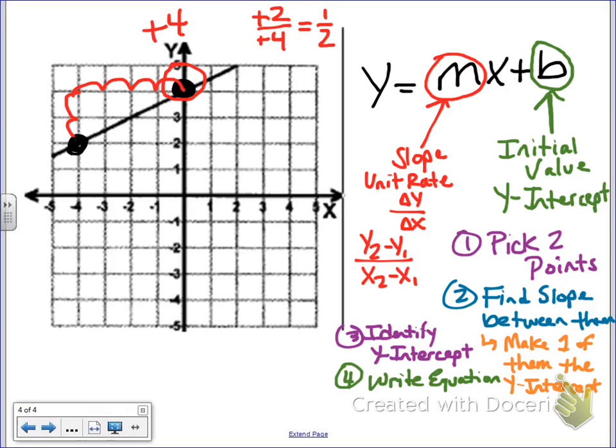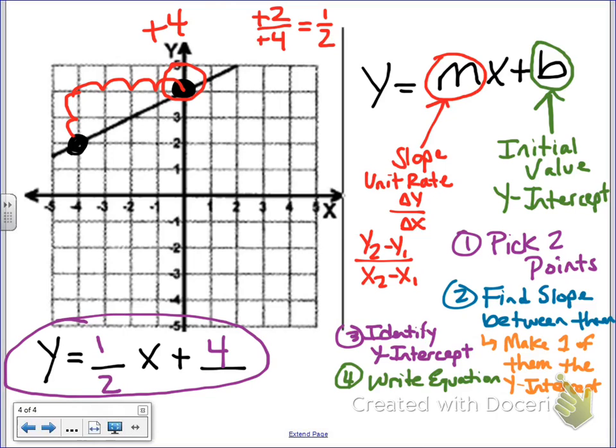So I'm going to write some blanks here: y equals blank x plus blank. Again, we know what number goes in front of x. That is our unit rate or our slope, so that's 1/2. And what goes behind x is our starting place, or my y-intercept, which in this case is +4.